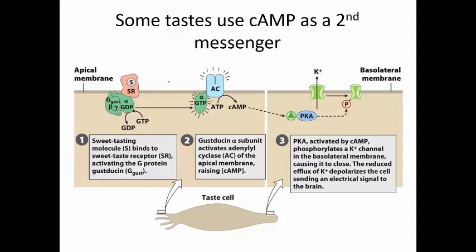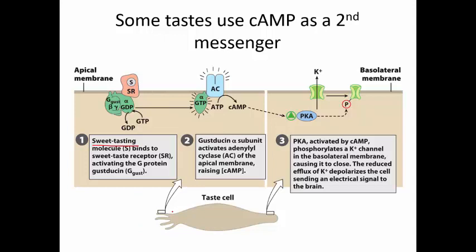The other 2 actually just use ion channels, because sour is just tasting acids, so it's just an acid. It's a channel that lets H+ through, and salty just lets in sodium. So those 2 just are ion channels, but the other 3 are GPCRs. So this is going to talk about sweet tasting.